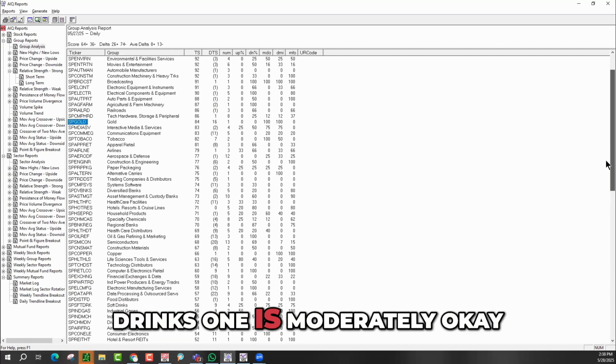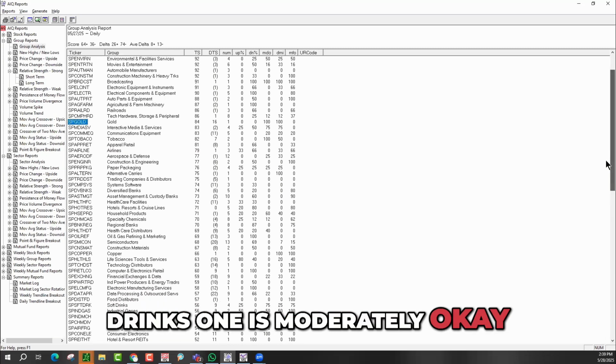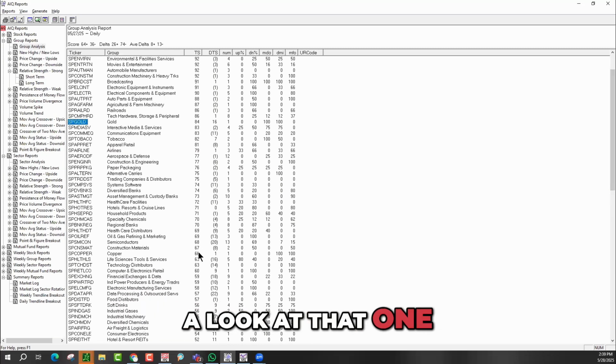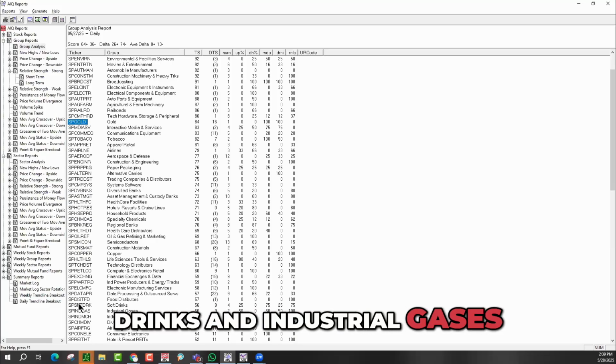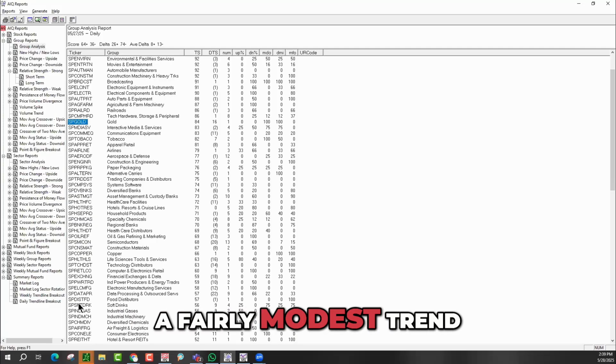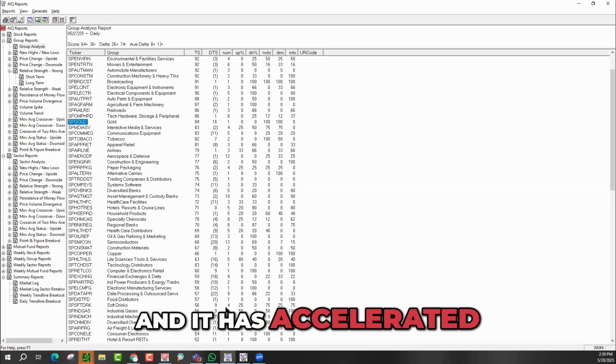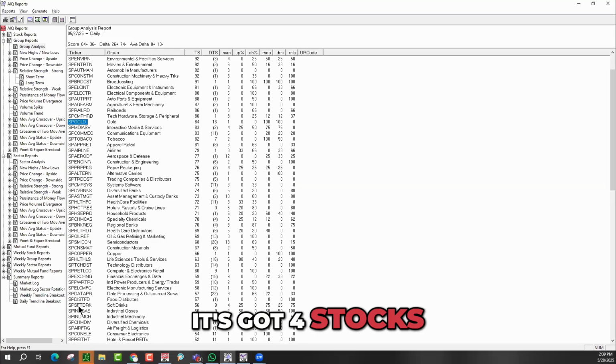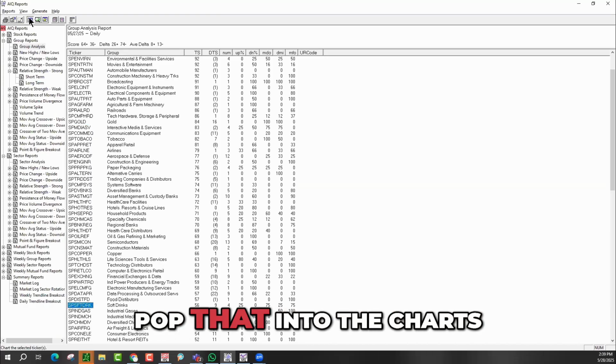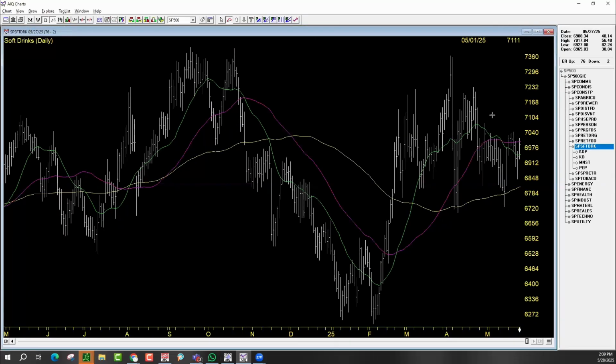The soft drinks one is moderately okay. Let me just have a look at that one. So both soft drinks and industrial gases have a fairly modest trend. I mean, at 56 is modest. We usually want it higher. And it has accelerated to the upside. It's got 4 stocks in it. So we'll have a look at that group, see what that's doing. Pop that into the charts.